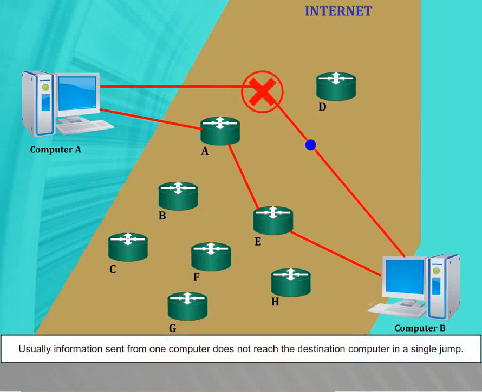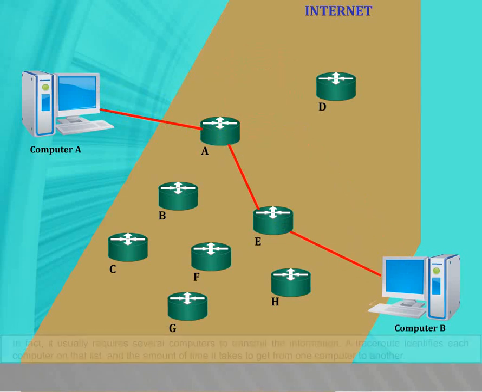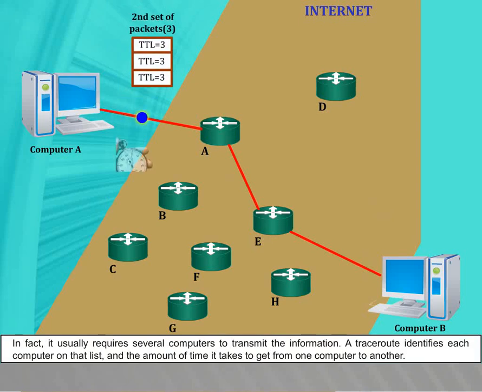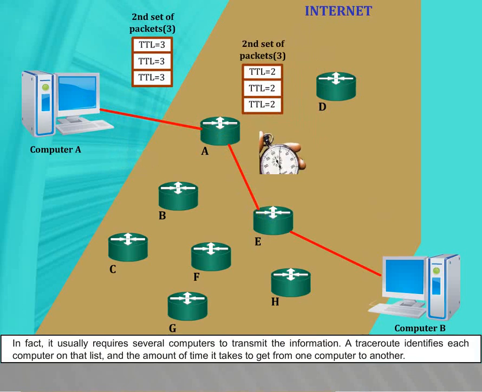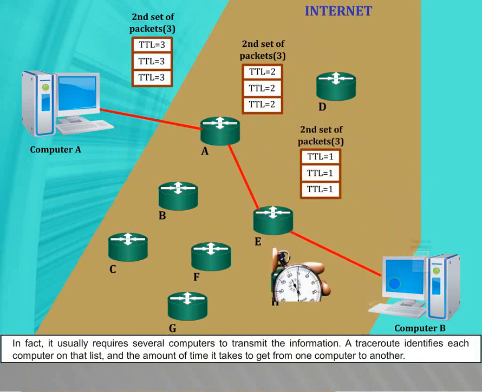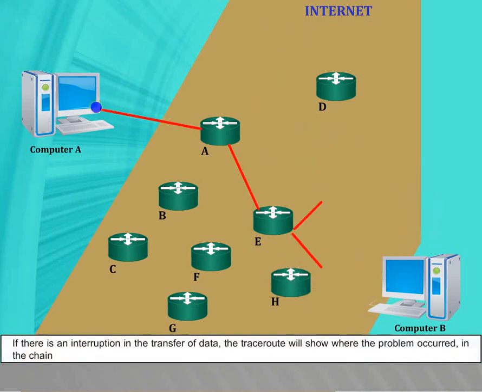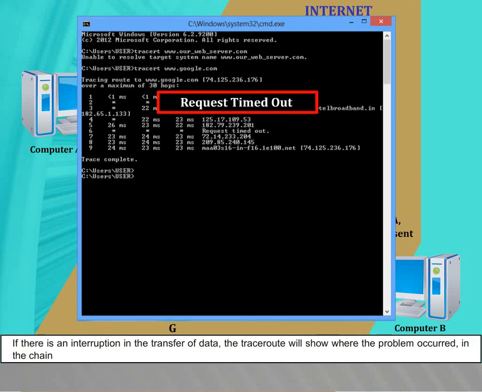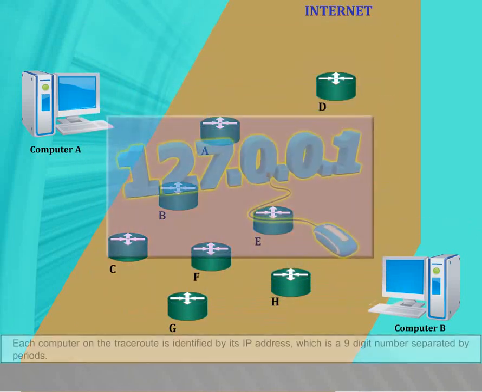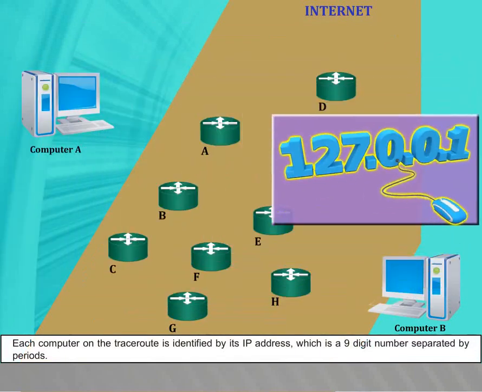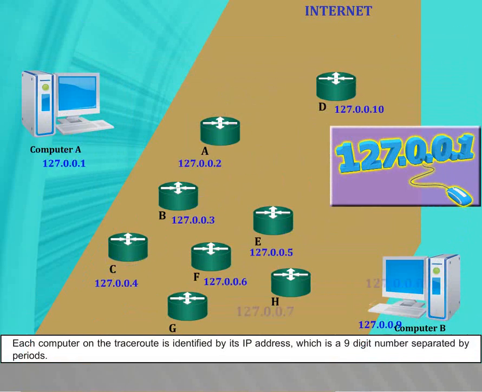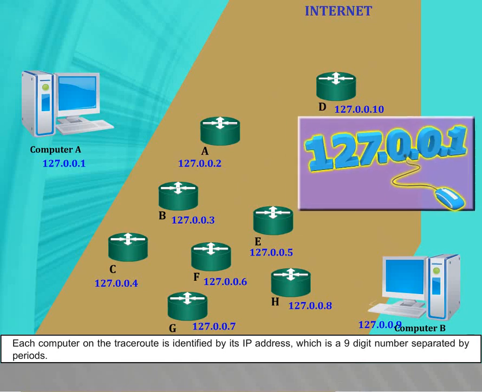Usually, information sent from one computer does not reach the destination computer in a single jump. In fact, it usually requires several computers to transmit the information. A trace route identifies each computer on that list and the amount of time it takes to get from one computer to another. If there is an interruption in the transfer of data, the trace route will show where the problem occurred in the chain. Each computer on the trace route is identified by its IP address, which is a 9-digit number separated by periods.